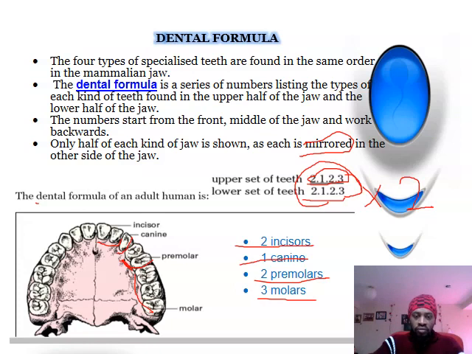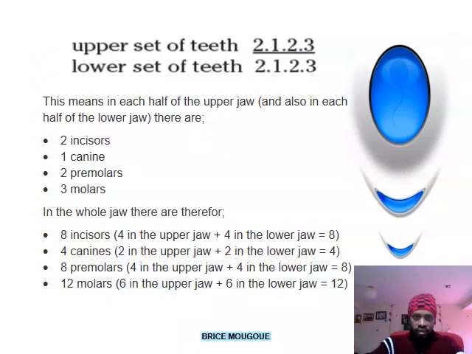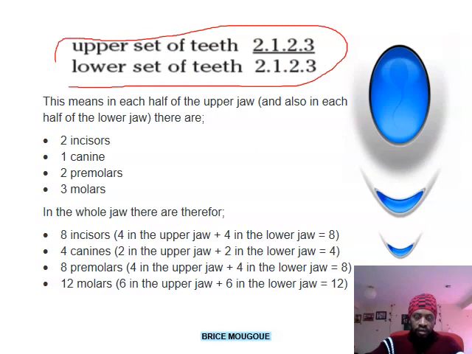So we don't need to always have a whole diagram of the teeth like this one here. We can just establish what we call a dental formula. The figures I've been calling so far, since it's the upper jaw, will be representing the upper figures that I have here, with our upper and lower set of teeth.